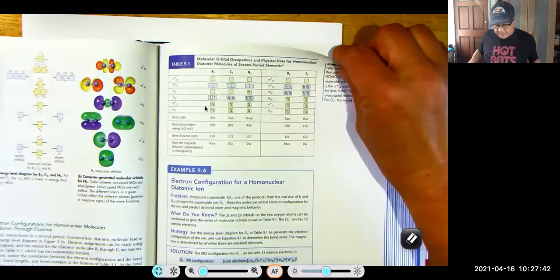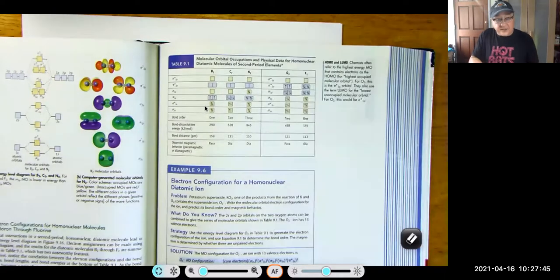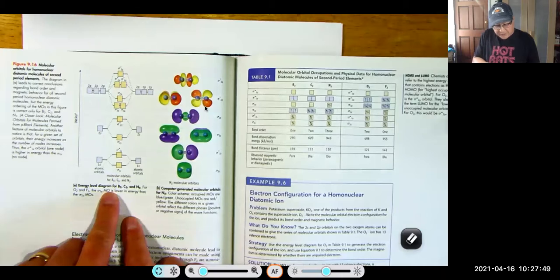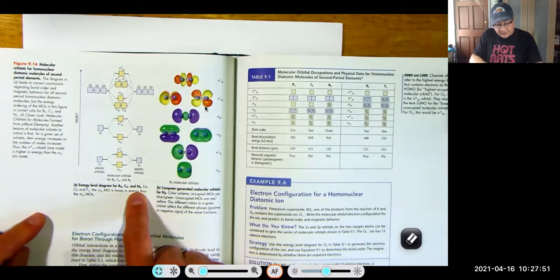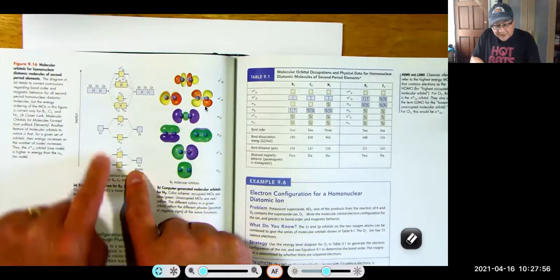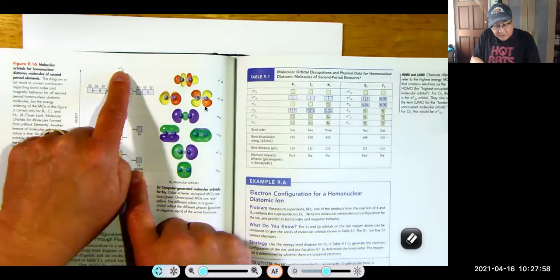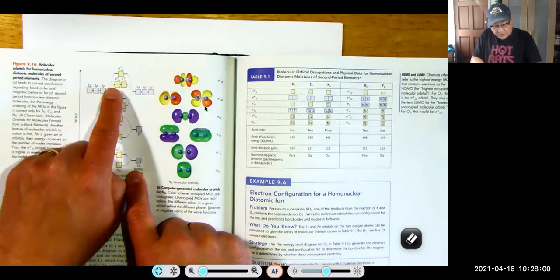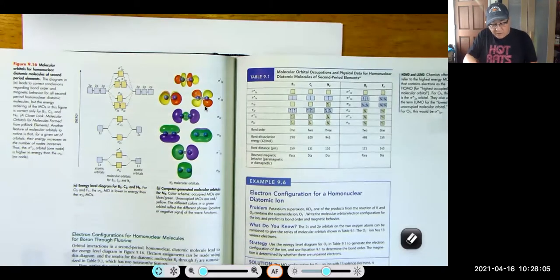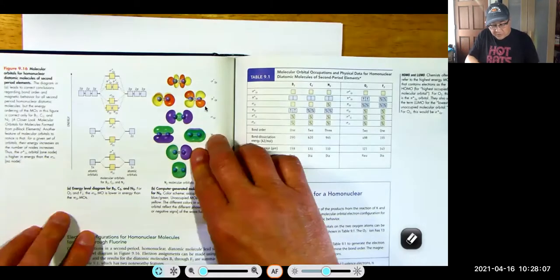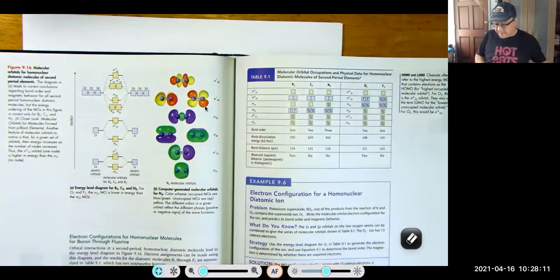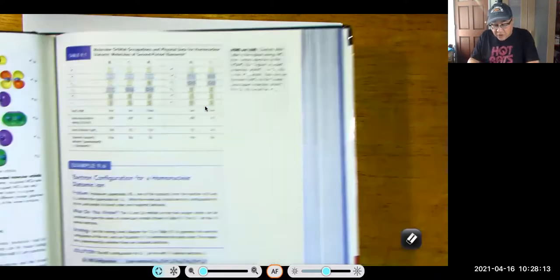So do you see this right here? Energy level diagram for B2, C2, and N2. Do you see what that looks like? Do you see that there's a sigma 2p, pi 2p, and so forth and so on. And here are the drawings that they draw for it, which are similar to the ones I drew. Mine are a little bit different. And then there's this for O2 and F2.